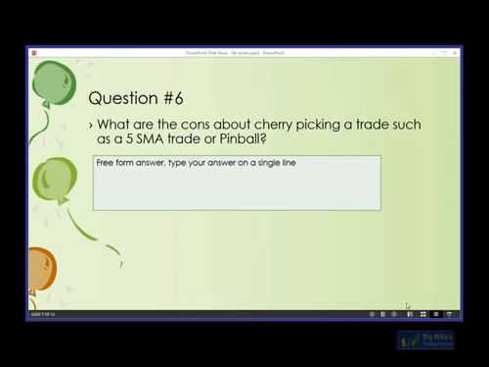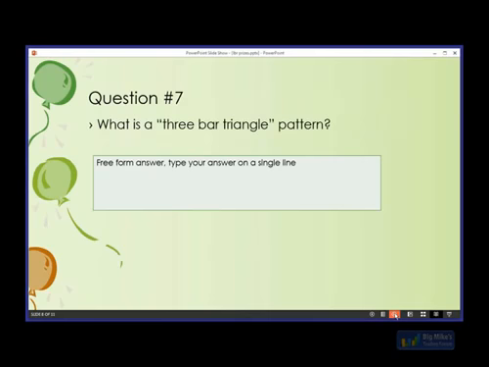And question 7. What is a 3-bar triangle pattern? There you go. Higher high than 2 bars ago and lower low than, whoops, got that vice versa. Higher low than 2 bars ago and lower high than the last 2 days. So Jill got that. Okay. Congratulations, Jill. I need your BMT username.